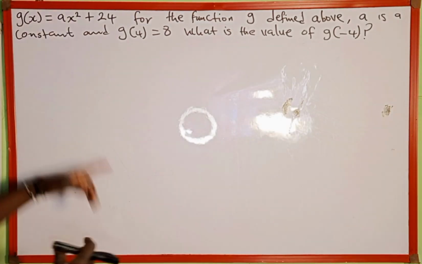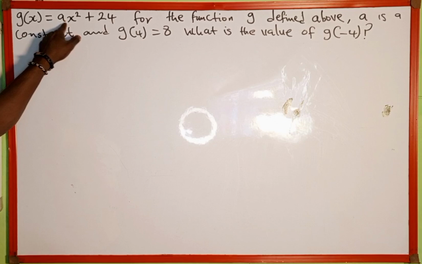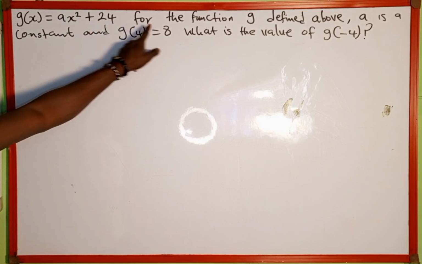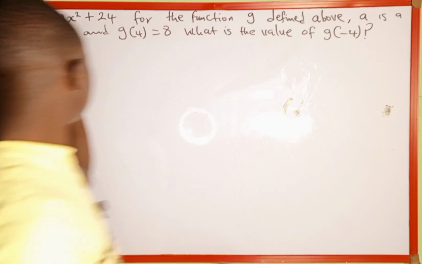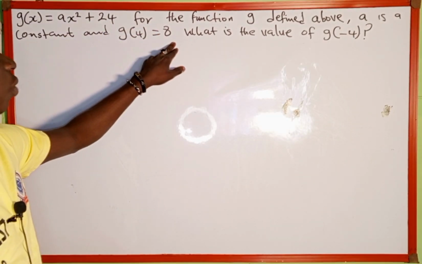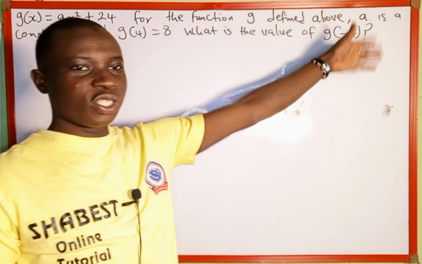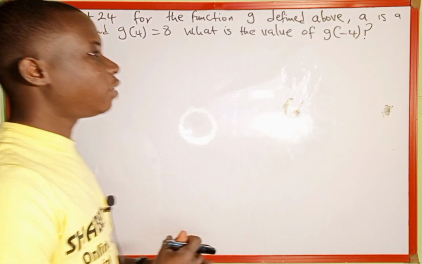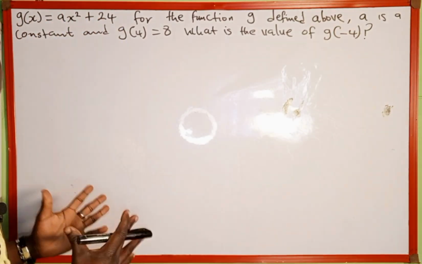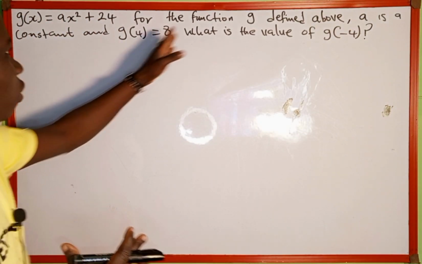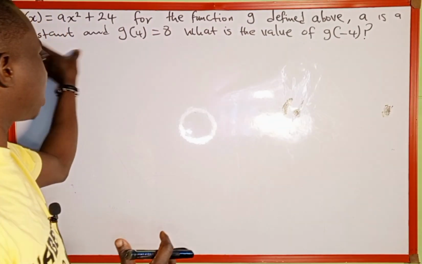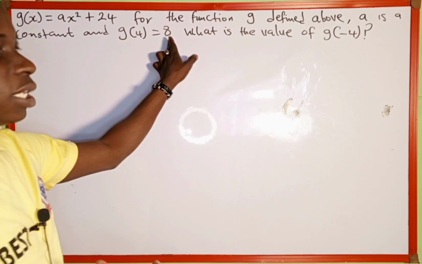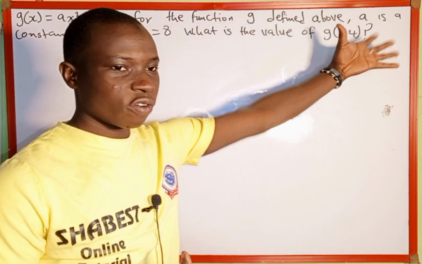The question on the board reads: g of x is equal to ax squared plus 24 for the function g defined above. A is a constant and g of 4 is equal to 8. Then what is the value of g of negative 4? So this is evaluation of a function. If you read this question well, for the function g of x defined above, a is a constant and g of 4 is equal to 8. Then we are asked to evaluate g of negative 4.